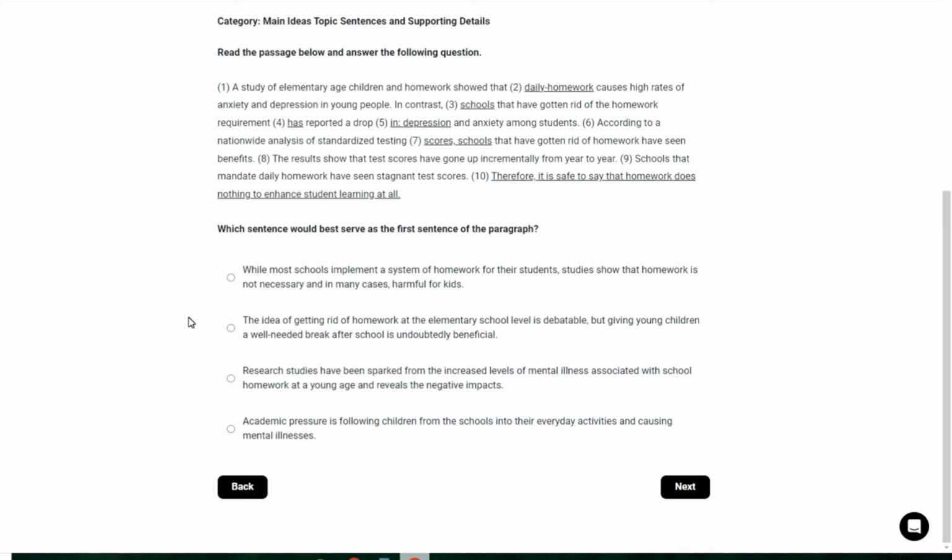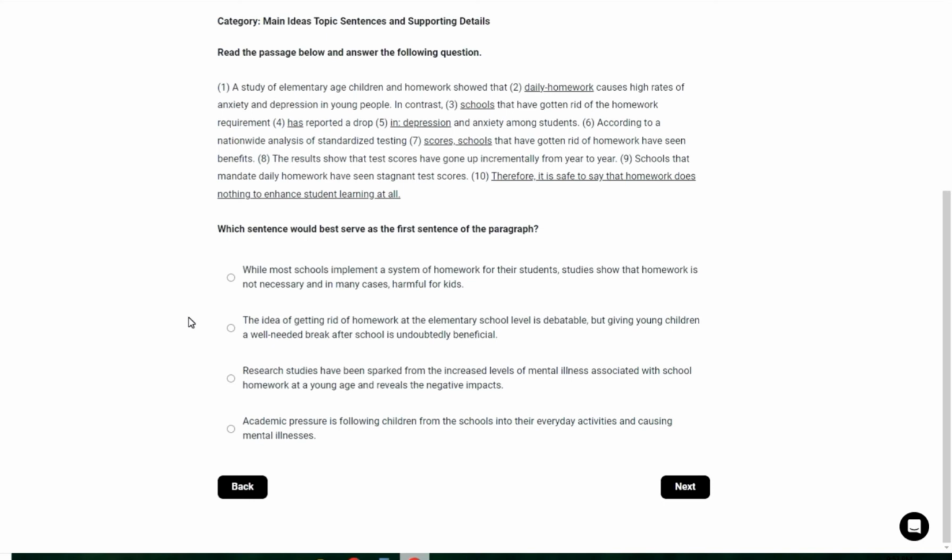While most schools implement a system of homework for their students, studies show that homework is not necessary and in many cases harmful for kids. Now, is that the best sentence to serve as an introduction? Probably not, because although it might relate to some of the things that are going to be later on, it's a way to bias your reader and give them exactly what we're doing, and it's harmful, by the way. It's kind of like a non-introductory phrase. It's not going to help introduce the text.